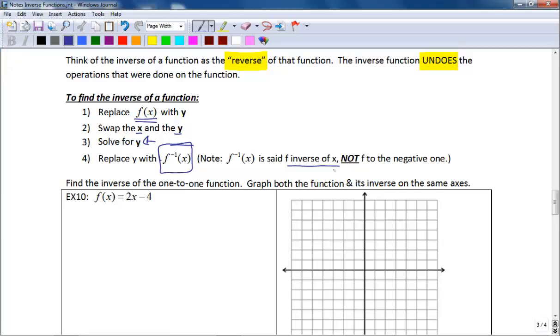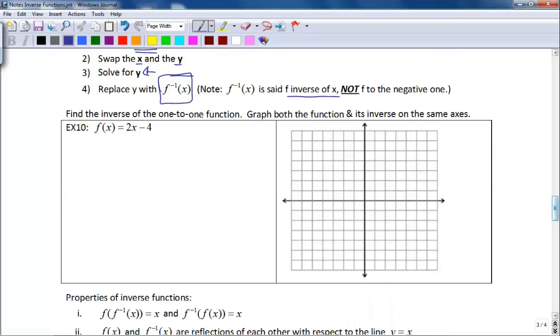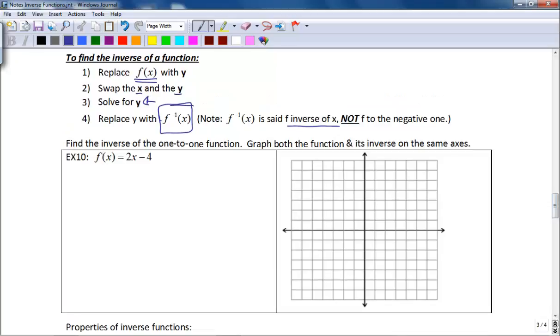So let's look at example 10. Example 10 asks us to find the inverse of the one-to-one function and graph both of them on the same axis. So the first thing I need to do, step 1 says replace my f of x with y. So I'm going to rewrite this as y is equal to 2x minus 4. Then I'm told to swap my x and y. So I rewrite, instead of y here, x, and then equals 2, instead of x, I change that to my y minus 4. So all I've done is swap the x in the y's position.